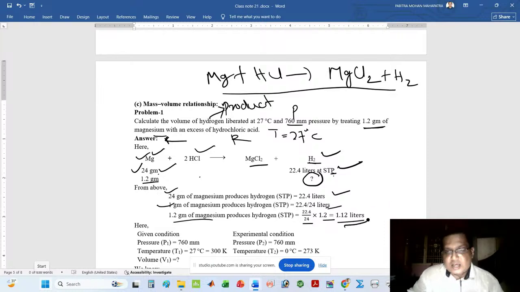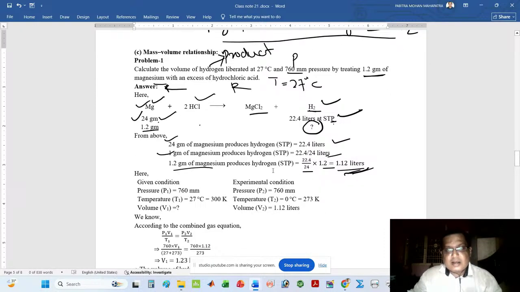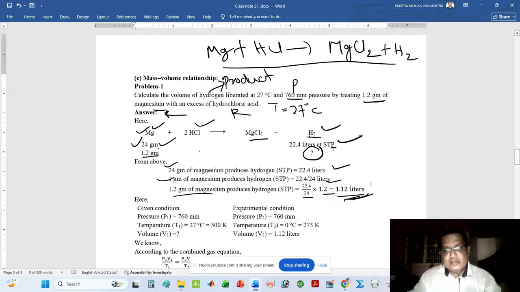This is not answer. Remember, this is not answer, because the amount of hydrogen produced, that is 1.12 liter of hydrogen, is produced at STP condition. That means the volume of hydrogen is measured at STP condition. So this is not answer.